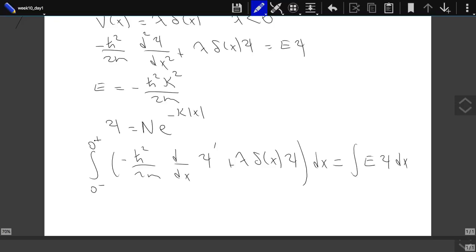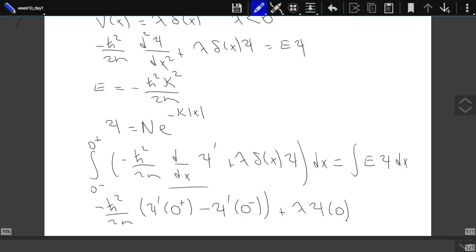And keep in mind that the wave function has to be continuous. Its derivative need not be continuous, but the wave function should be continuous so that we can take its derivatives. So if you just take this derivative, the integral, the first term is nothing but the integral of a total derivative. It's kind of trivial: minus h bar squared over 2m, psi prime evaluated at 0 plus minus psi prime evaluated at 0 minus. The second term just gives lambda psi evaluated at 0.